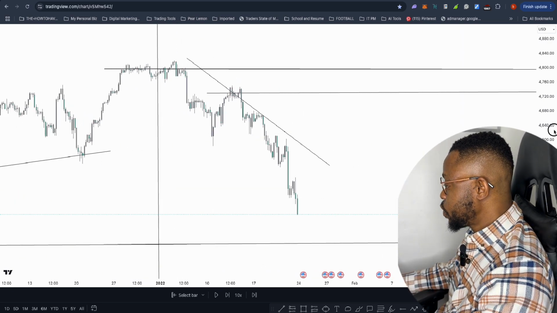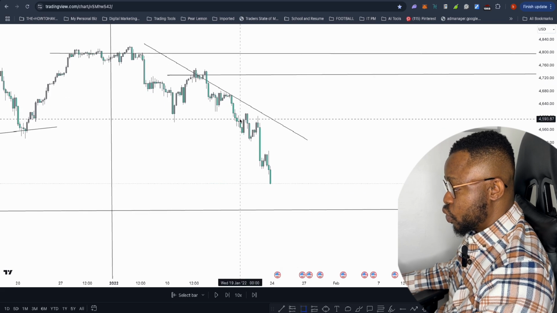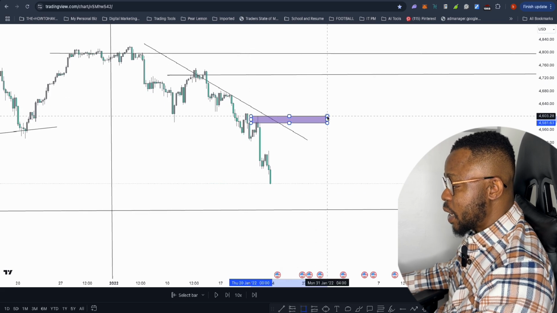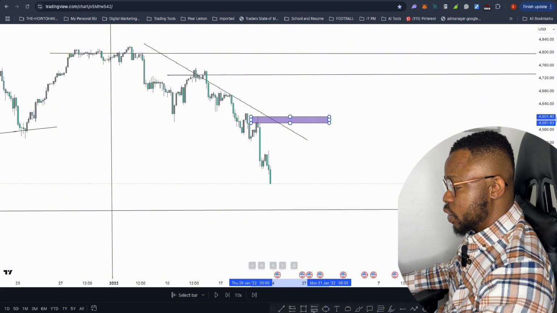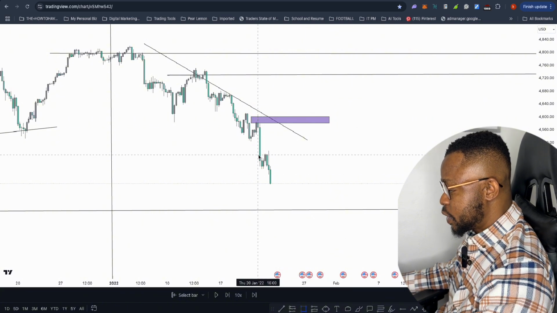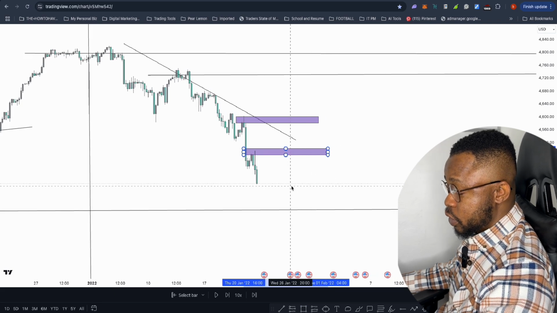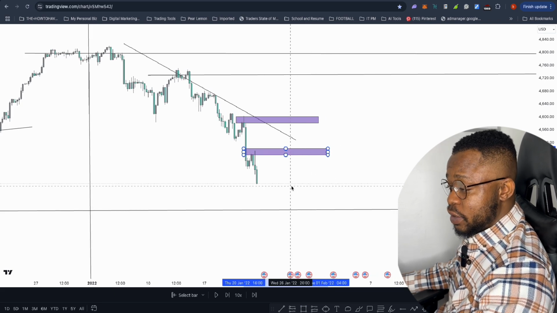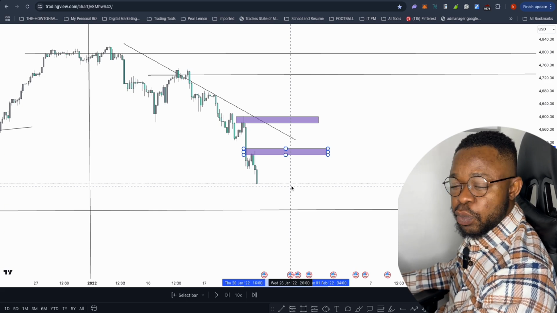So I come here and I map out my zones on the far. This is the last place price played around before it went down, and this is the immediate one before it continued falling to the downside. So remember what I said earlier. My strategy is I look for immediate demand and supply zones.